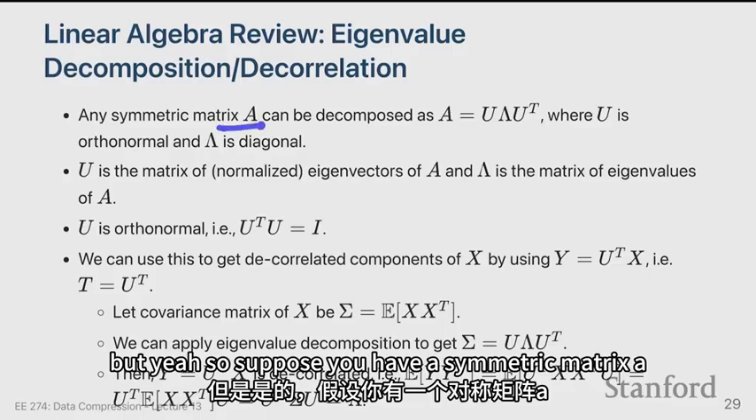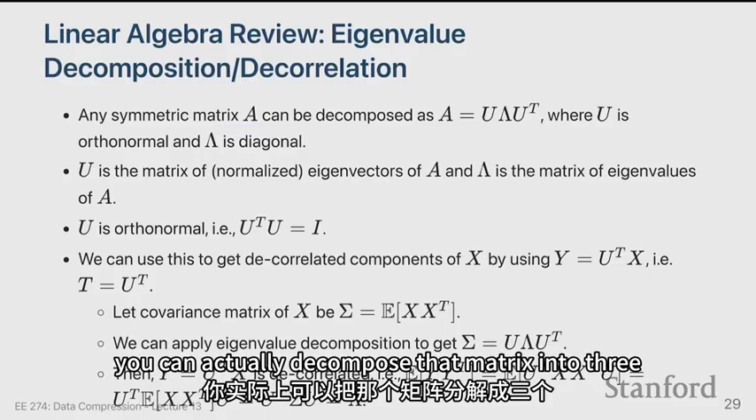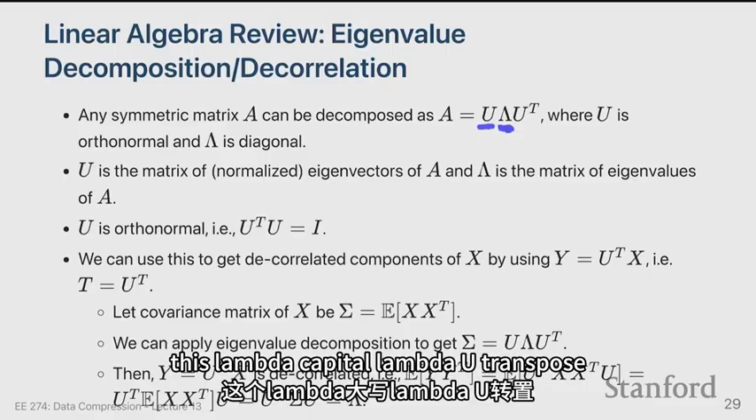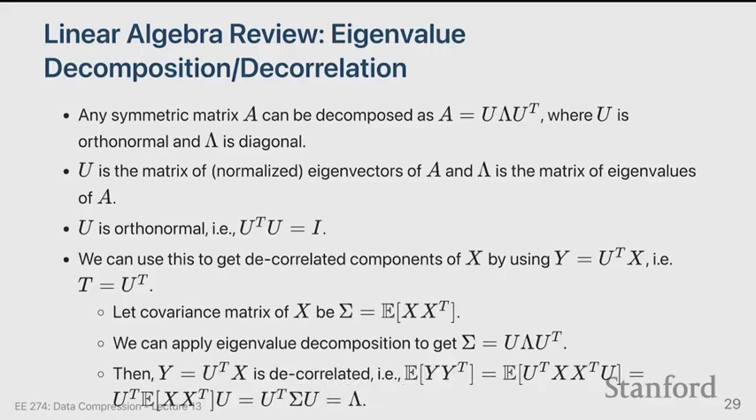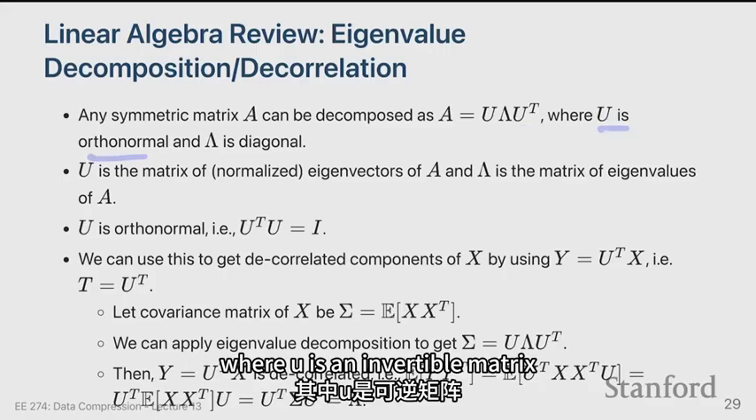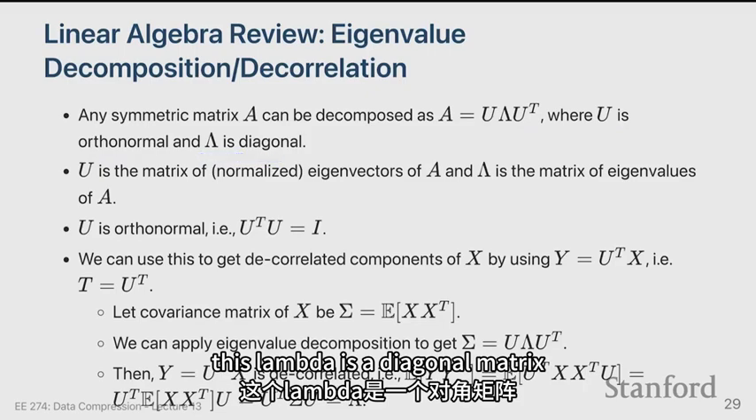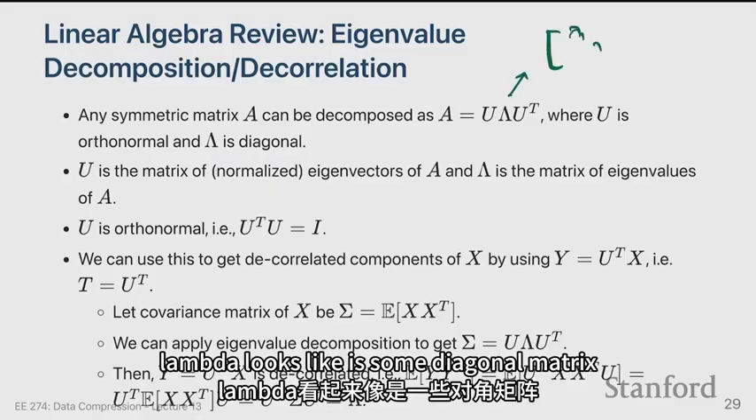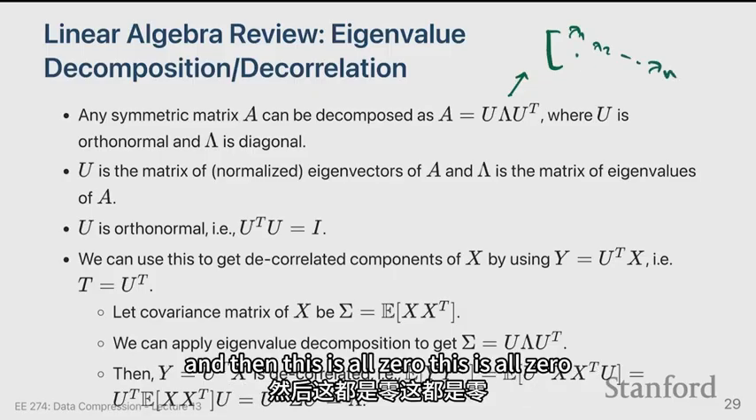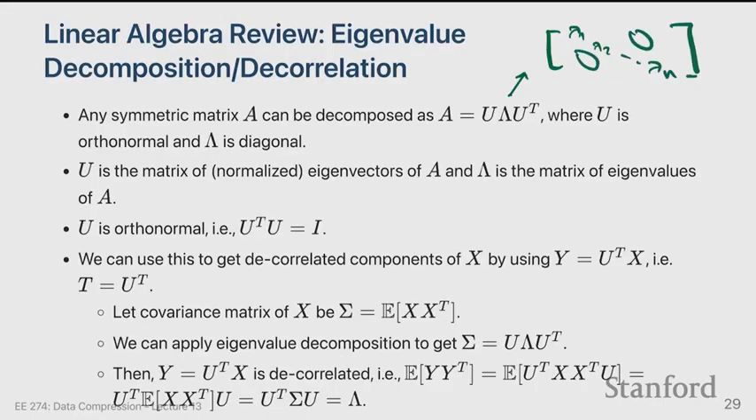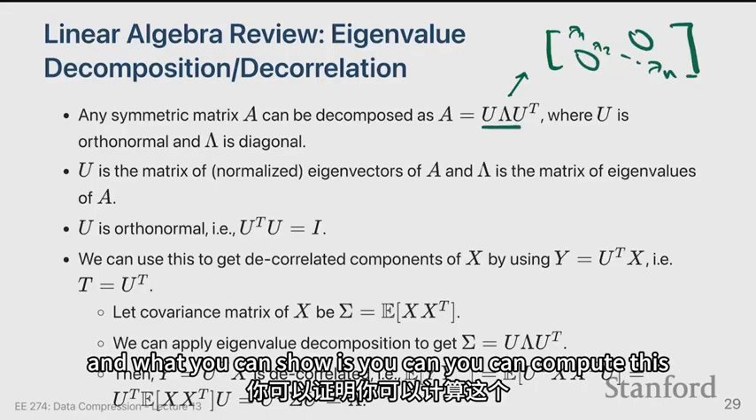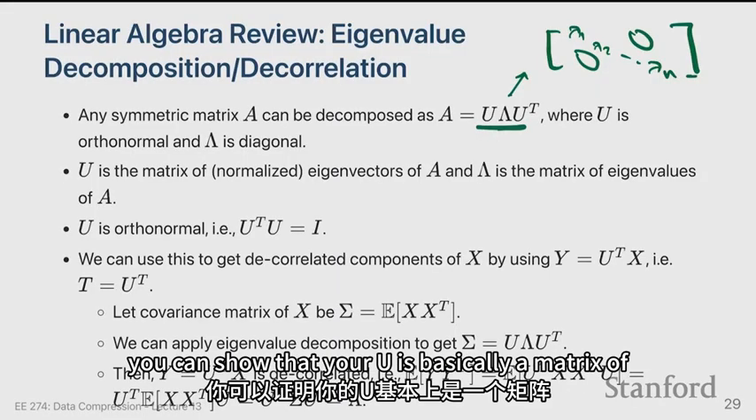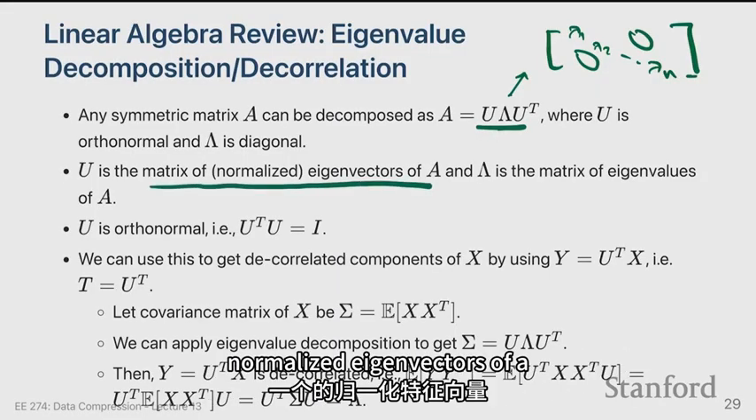So suppose you have a symmetric matrix A. You can decompose that matrix into a product of three different matrices: U, capital lambda, U transpose, where U is an orthonormal matrix and lambda is a diagonal matrix. So what this lambda looks like is some diagonal matrix, and everything else is 0. And you can compute this decomposition for any such matrix A. And when you do that, you can show that your U is basically a matrix of normalized eigenvectors of A.